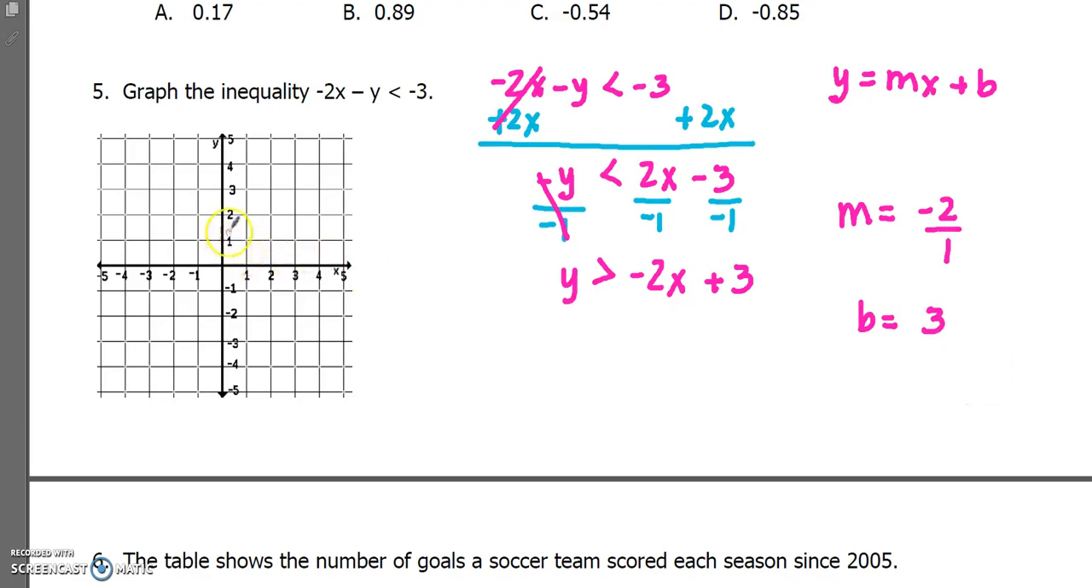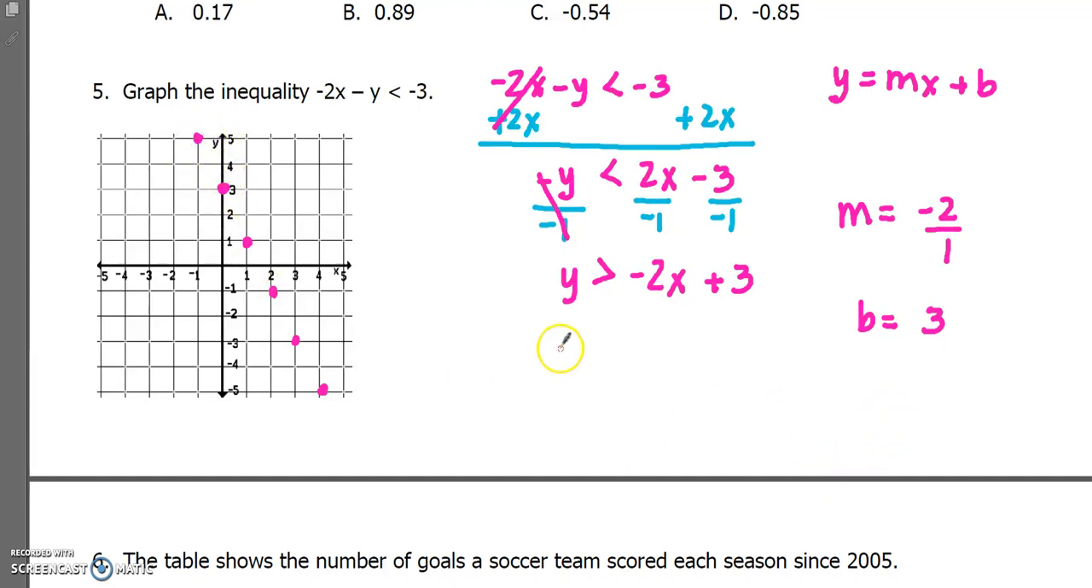So I've got a positive 3, 1, 2, 3 right here on the y-axis. Using my slope, I'm going to go down 2 and to the right 1. Down 2 and over 1. I could have gone up 2 and to the left 1. It would have been the same thing.